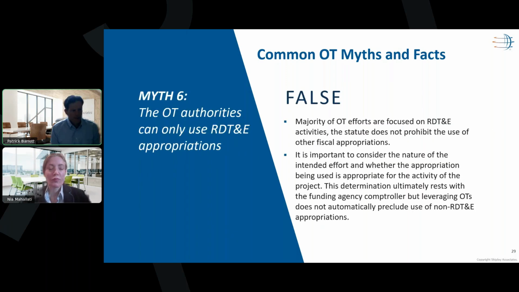Okay, myth six: OT authorities can only use RDT&E appropriations. This is another one that we commonly see, especially when you're thinking, okay, this is research and prototyping, and therefore it must just be RDT&E money. Technically, there are other fiscal appropriations that can be used, such as O&M money. So if you're a company thinking, gosh, I don't do traditional development work that would be subject to RDT&E funds, there are still OT opportunities that you can probably participate in, knowing that O&M funds can be used as well.